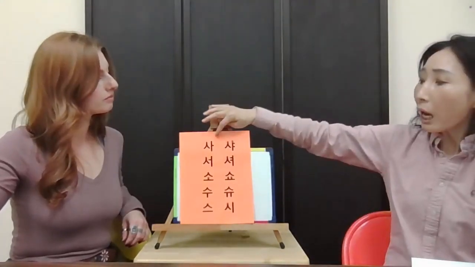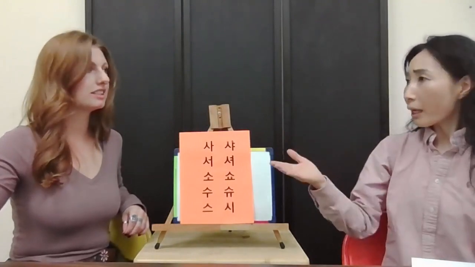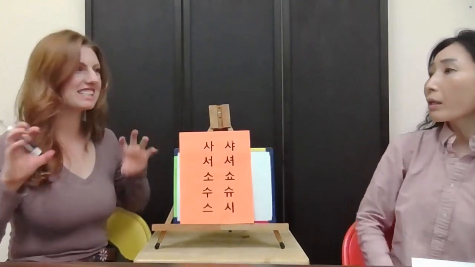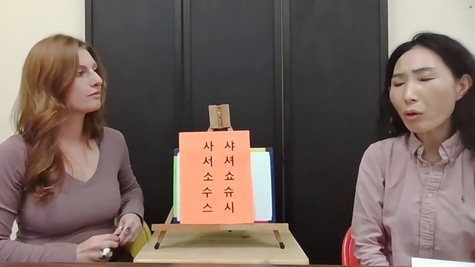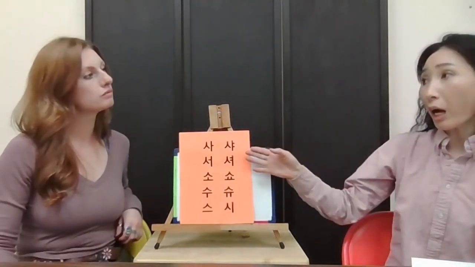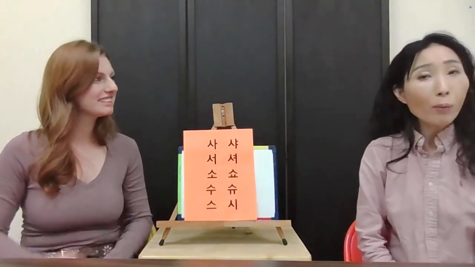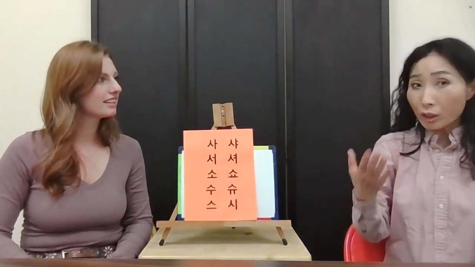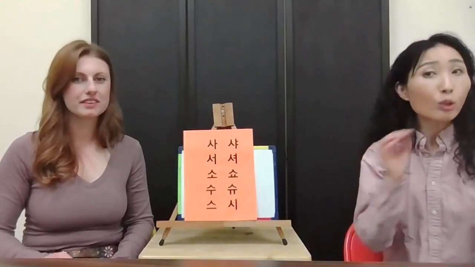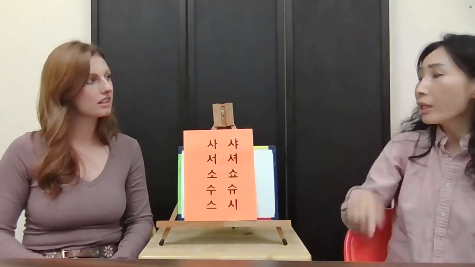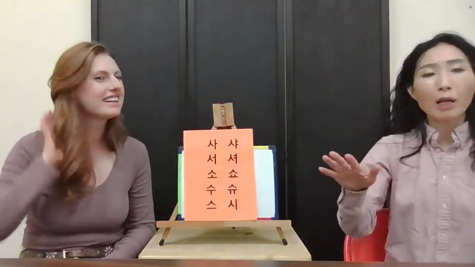So now, sa. Can you say saja? What is saja? Lion. Very good. Now, sha. We don't have a lot of words with sha. Say shouting. Of course, in Korean we can say 소리 지르다, but now some people love to say shouting. Today, say shouting. In English, shouting.